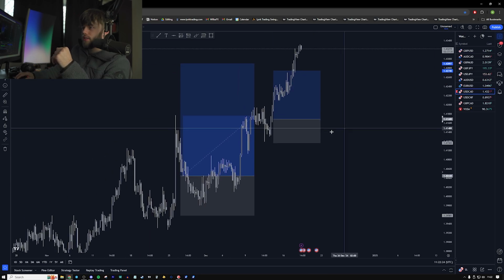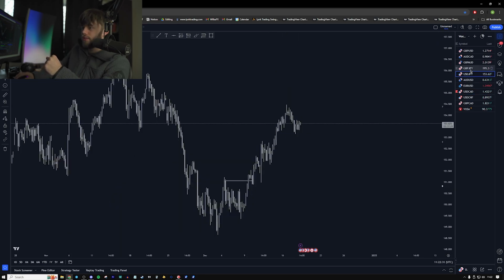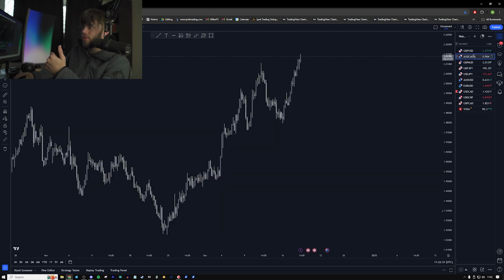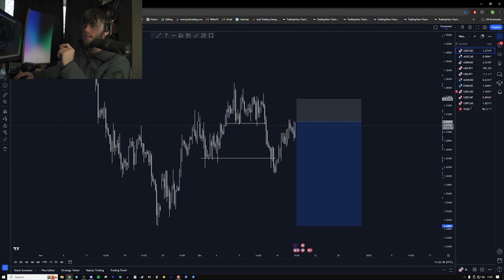We also had USD CAD here, but this setup never actually came back to the entry, and yeah, it wasn't great because we've had many setups that have been so close but haven't quite made it so far.